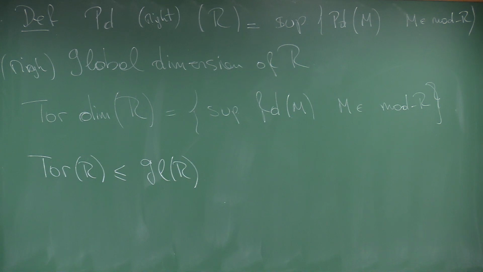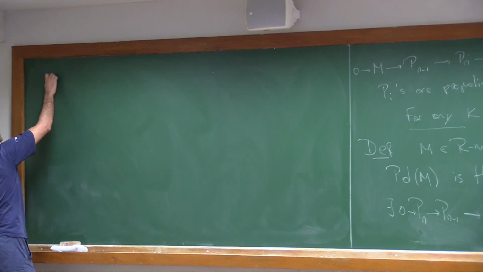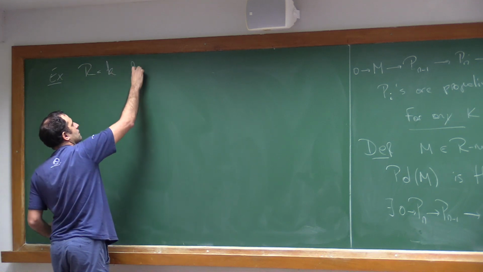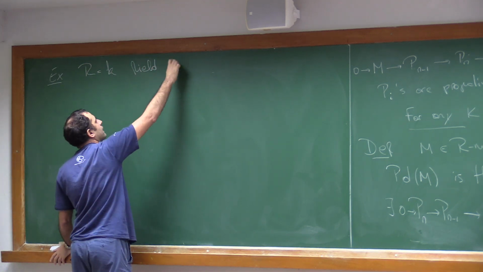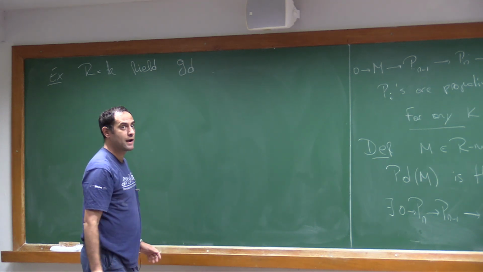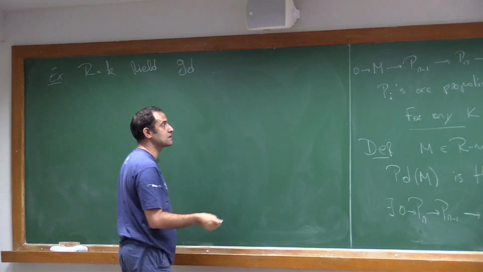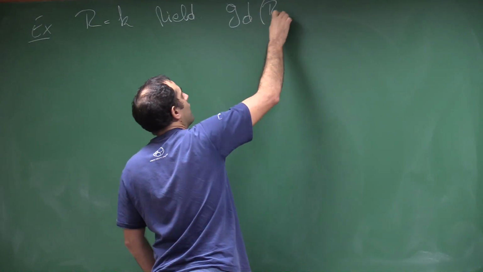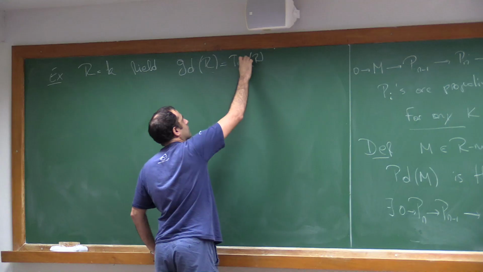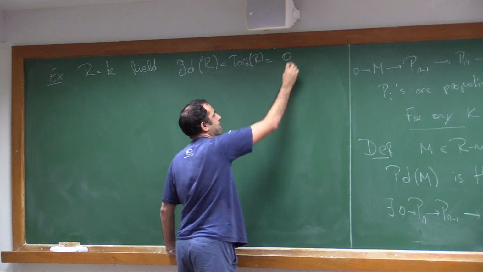So some examples, just to give two. If the ring R is a field, then the global dimension, it doesn't matter if it's left or right. For any commutative ring, global left or right dimensions are the same. But the global dimension of R is the same as the Tor dimension of R, and it's equal to 0.